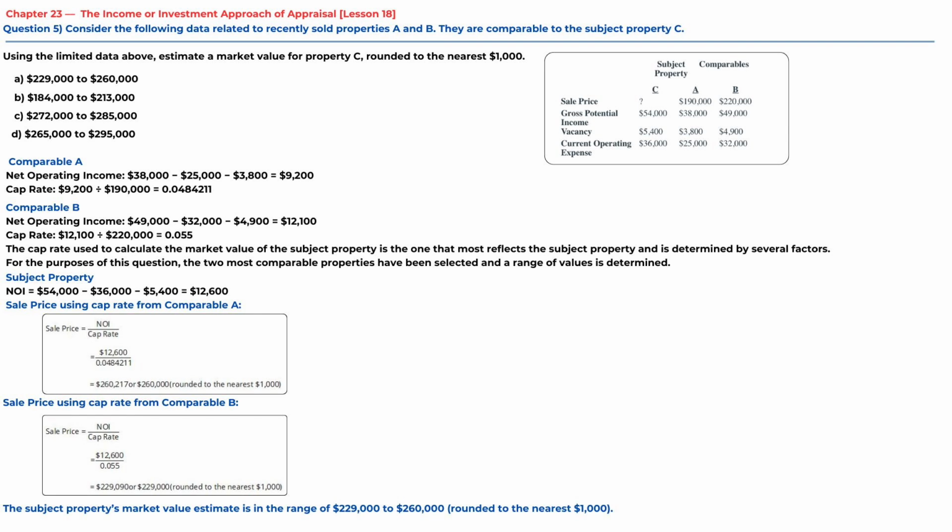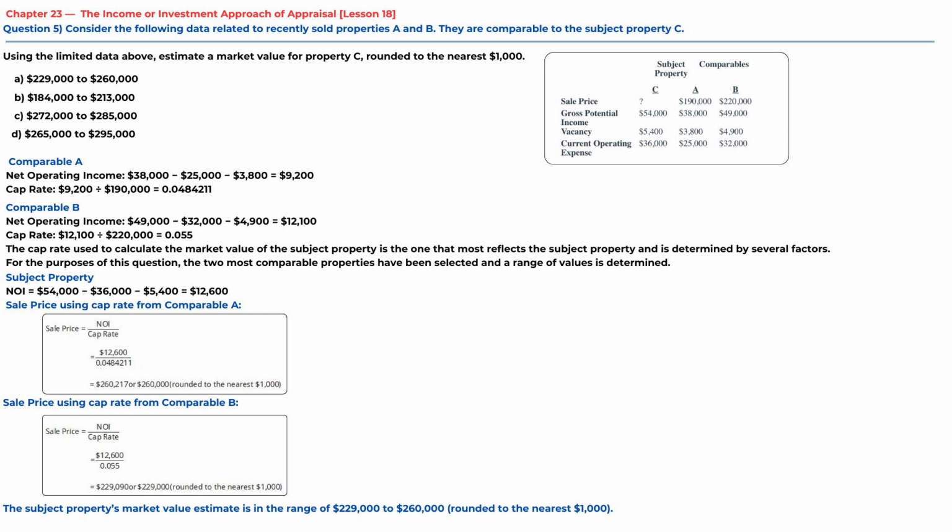The cap rate used to calculate the market value of the subject property is the one that most reflects the subject property and is determined by several factors. For the purposes of this question, the 2 most comparable properties have been selected and a range of values is determined. Subject property. Net operating income equals $54,000 minus $36,000 minus $5,400 equals $12,600.